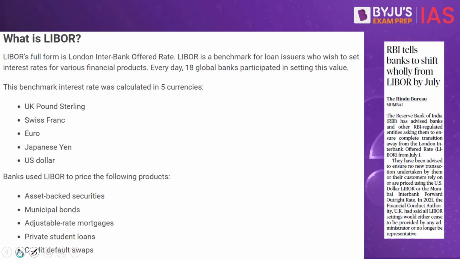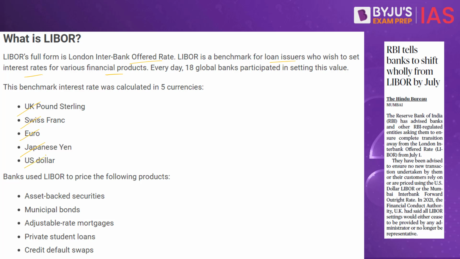So what is LIBOR? It happens to be the London Interbank Offered Rate. It is a benchmark for loan issuers who wish to set interest rates for various financial products, and the benchmark interest rate was calculated in five currencies, which include UK pound sterling, Swiss franc, euro, Japanese yen as well as US dollar.